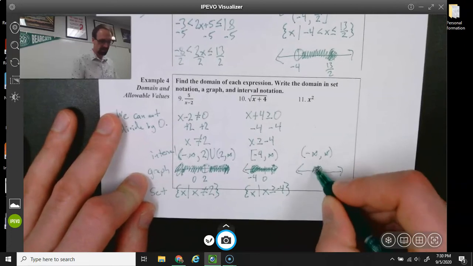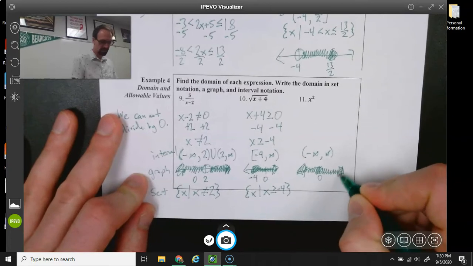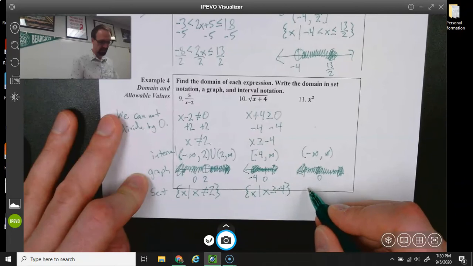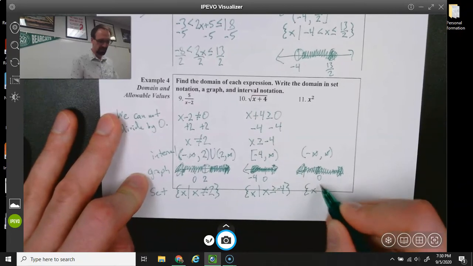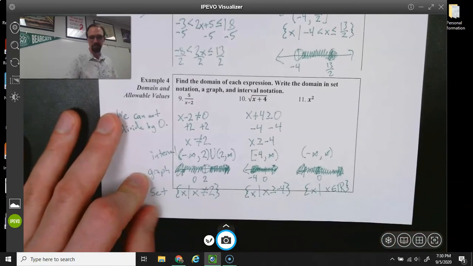We made that earlier. And then for set notation, we have the set of x's such that x is an element of the real numbers. There we go. There's example 4.